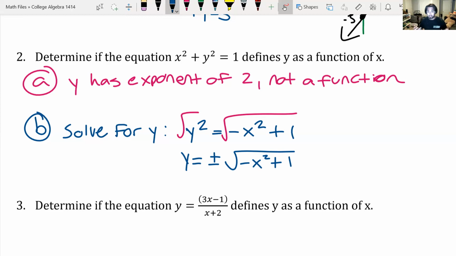Which means, once again, if I plug in one x value, I'm going to get 2 y values, which means it is not a function. So this is still not a function.